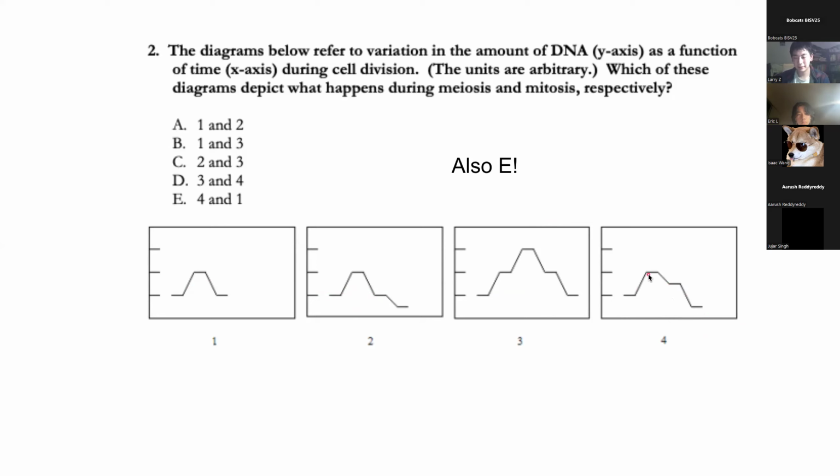You duplicate, so you have double, divide once, you have the same, and divide again to have half. And mitosis is much simpler. You replicate your DNA once, and then you divide to make the same amount. Yeah.